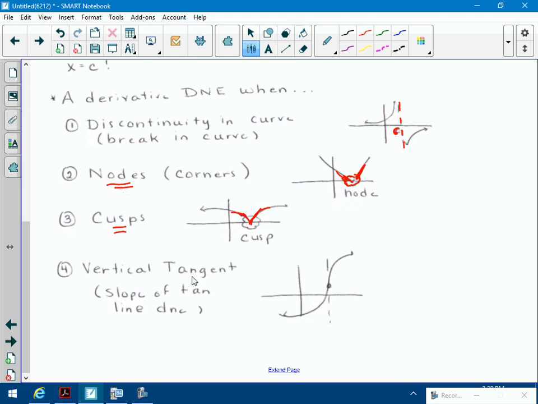And the last place is a vertical tangent. So if you had an equation like this, since derivative is just slope, remember the slope of a vertical line is undefined. So if the slope is undefined, that means the derivative is undefined, so the derivative does not exist. So those are the 4 places on a graph where f prime, or the derivative, does not exist. Discontinuities, corners or nodes, cusps, which are like nodes, and any place where there's a vertical tangent line. And you can see that this would be a vertical tangent because as I pick points from either side, as I get closer and closer to that spot, I'm approaching a vertical line. That's why it's a vertical tangent.